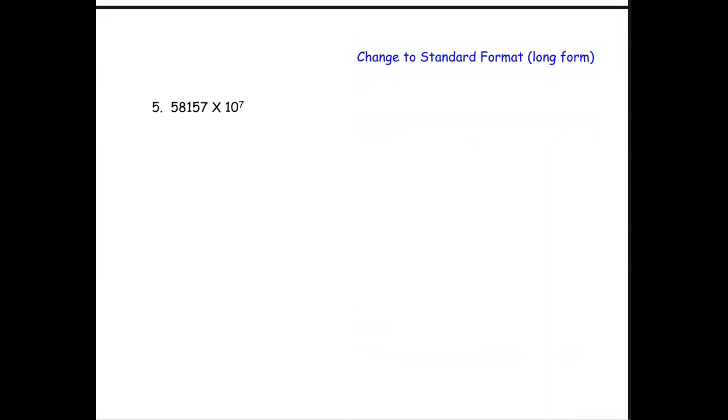Here's that exponent of 7 again, only this time it's a positive 7. So we're going to move 7 spaces to the right. So if you remember back when we were doing bubble metrics, it's assumed that the decimal in a whole number is at the end of the number. So 58,157 decimal point.